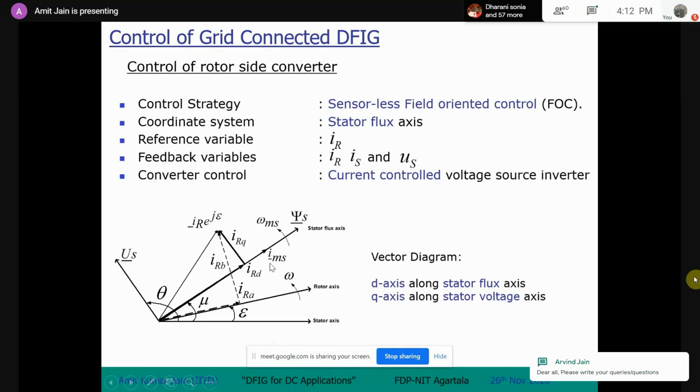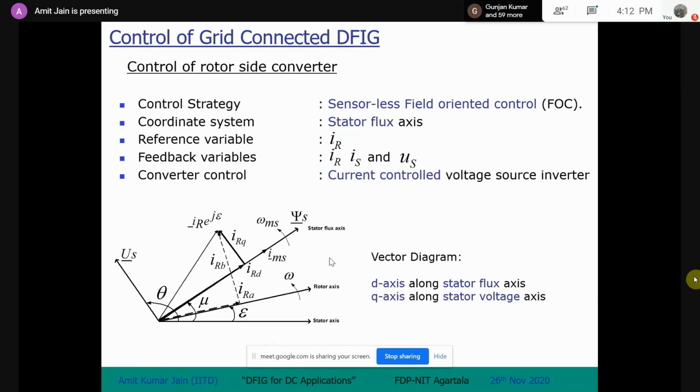And sitting on this DQ, you have to control the rotor currents now, because the rotor converter is the only controllable one, right? On the stator, there is no converter. So you have to control the rotor currents in this DQ, and what you inject as rotor currents in DQ fashion has to be at slip frequency omega r, and omega r is related to omega m plus omega s.